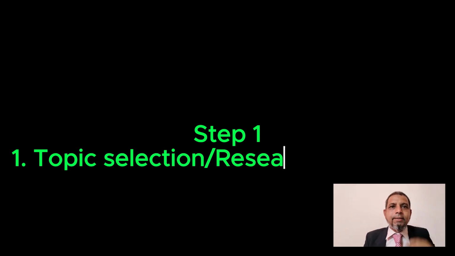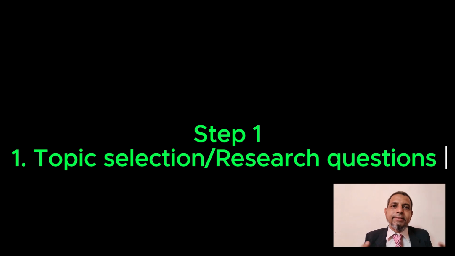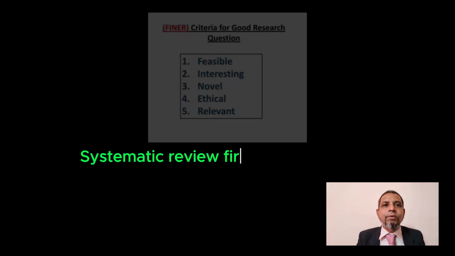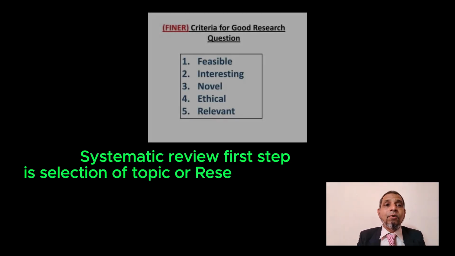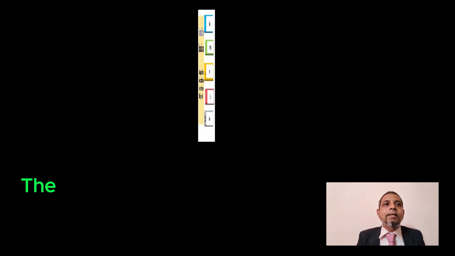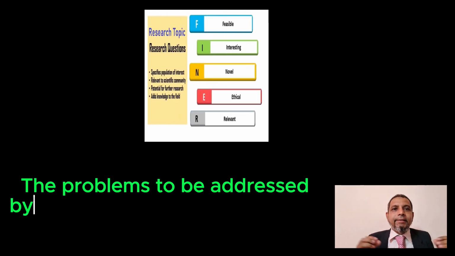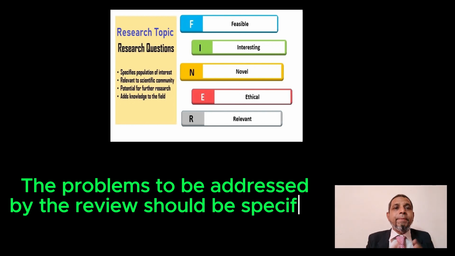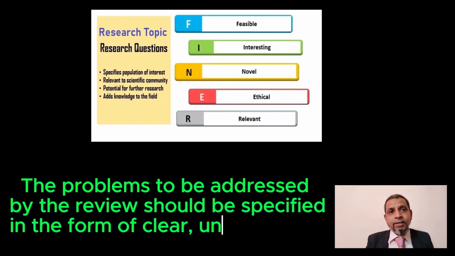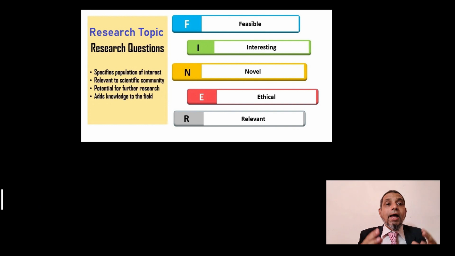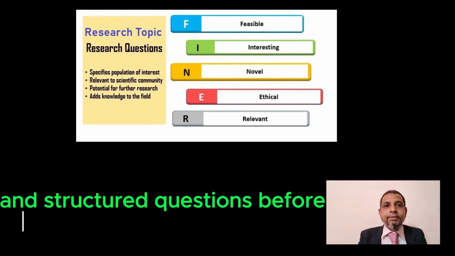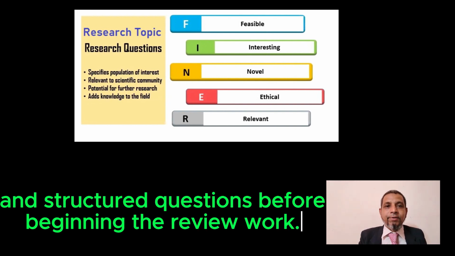Point number 1, selection of topic or research question. In a systematic review, the first step is selection of topic or research question. The problems to be addressed by the review should be specific, in the form of a clear, unambiguous, and structured question before the beginning of the review.